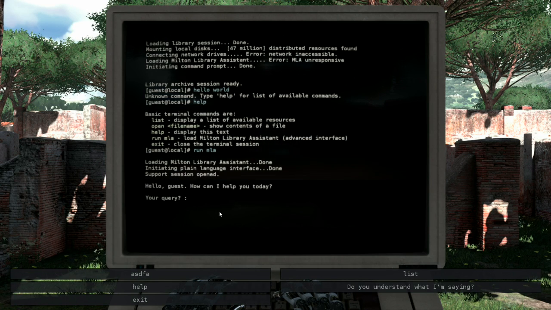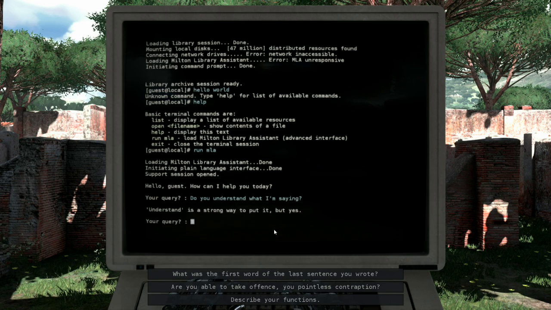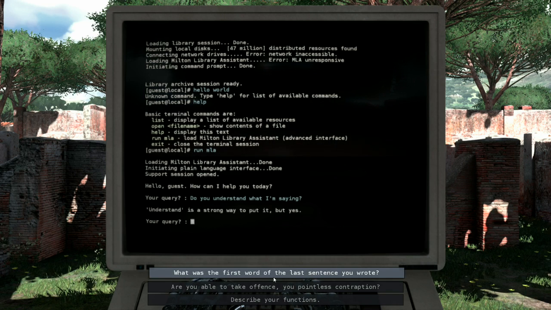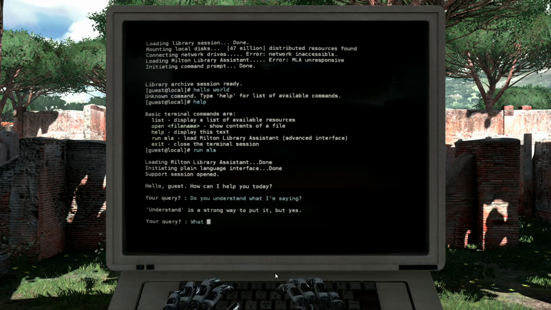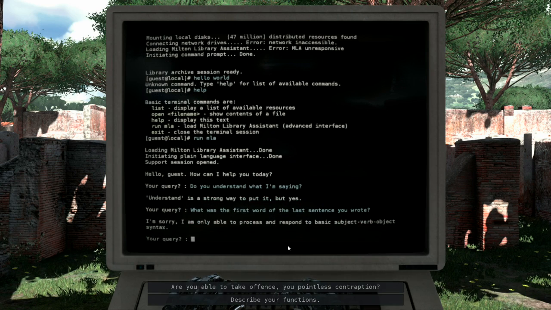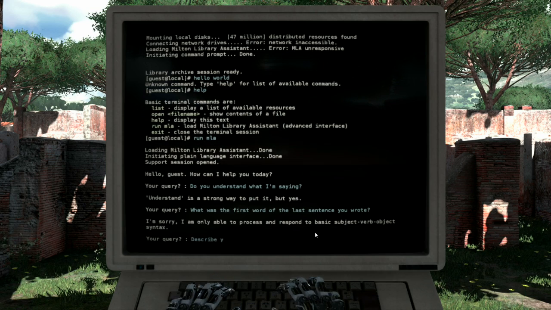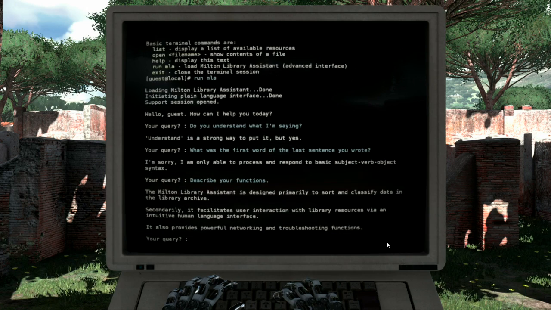Hello, guest. How can I help you today? Do you understand what I'm saying? Understand is a strong way to put it, but yes. Oh, I'm impressed. What was the first word of the last sentence you wrote? Okay, now we're getting a little bit metaphysical. I'm only able to process and respond to basic subject verb object syntax. Okay.